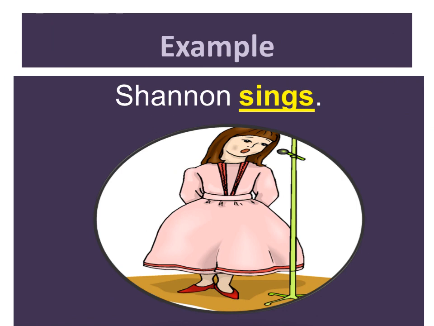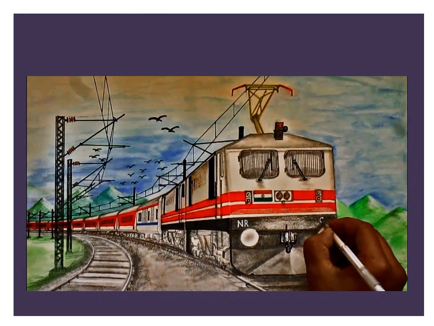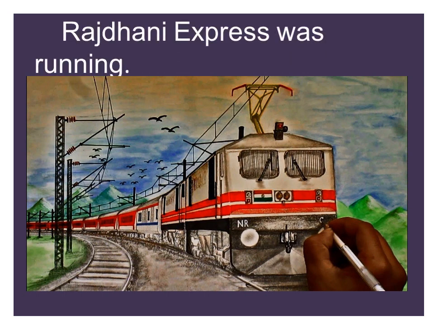So here is one example. Shannon sings. Shannon is singing. The action performed is singing. Hence the subject being Shannon, the predicate is sings. Second example, Rajdhani Express was running. Here Rajdhani Express is the main noun and forms the simple subject, while was running is the verb forming the simple predicate.